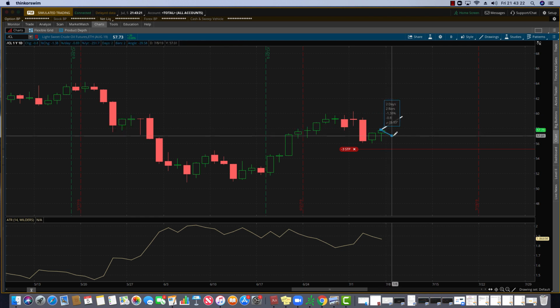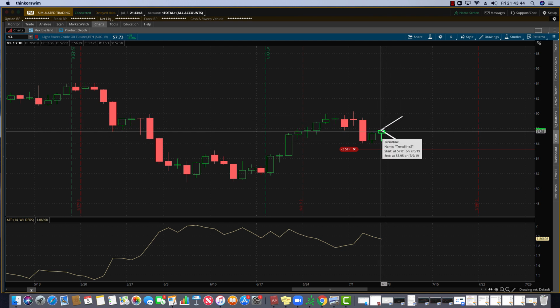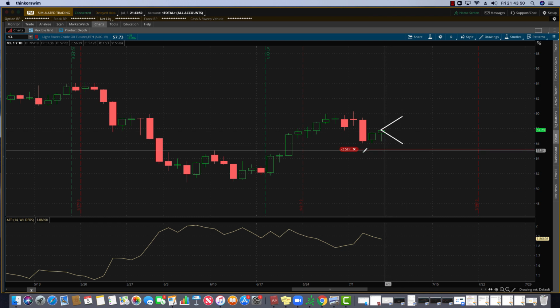Or $1.08 down would put you at 55.95. So that's kind of from this bar close, that's kind of where we would anticipate the price is going to move over the next day, either up $1.08 or down $1.08 based on the average true range.